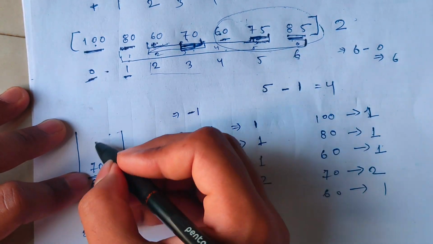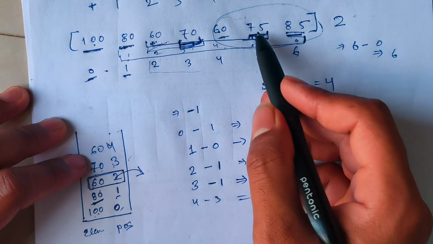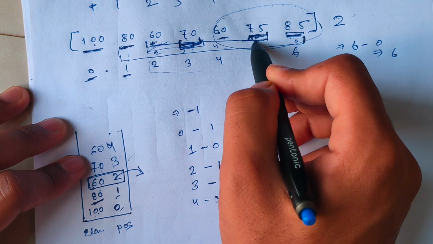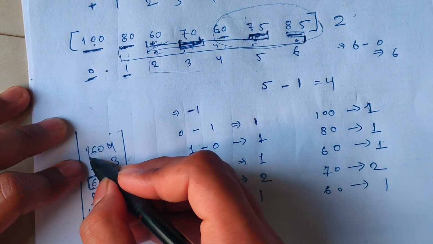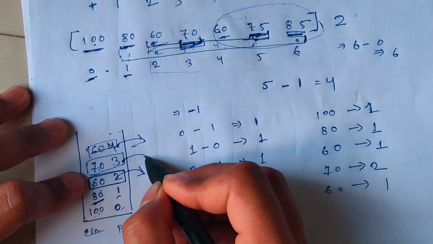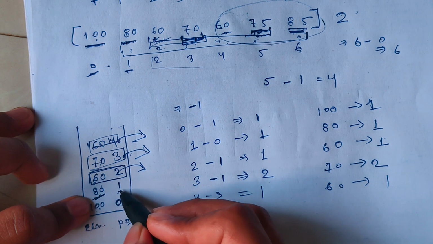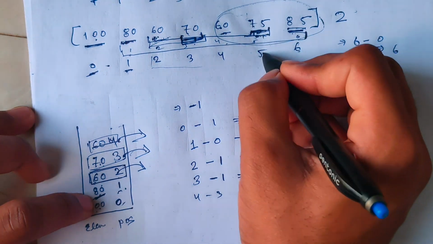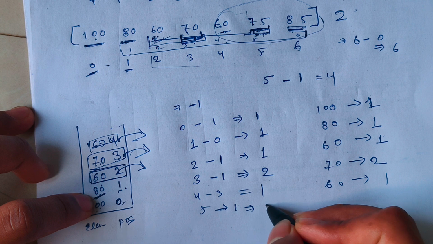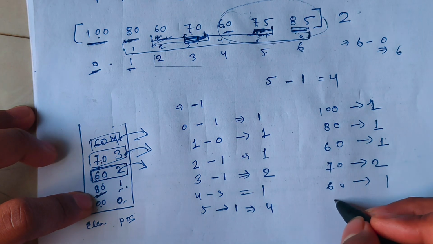For 70, now I push 60 with position 4. Now I encountered 75, and I see that 60 is not greater than 75, so I pop it out. 70 is not greater than 75, I pop it out. 80 is greater than 75, right? So 80 is at position 1, and 75 is at position 5. 5 minus 1, that is 4, right?